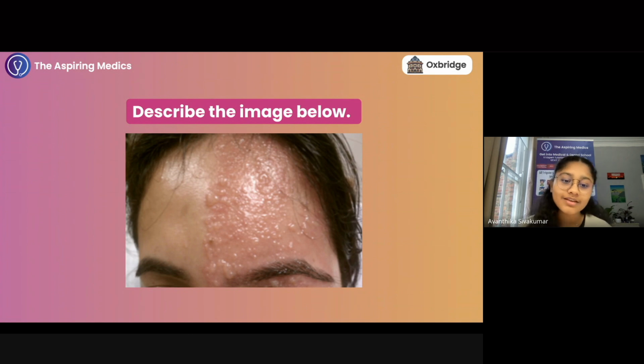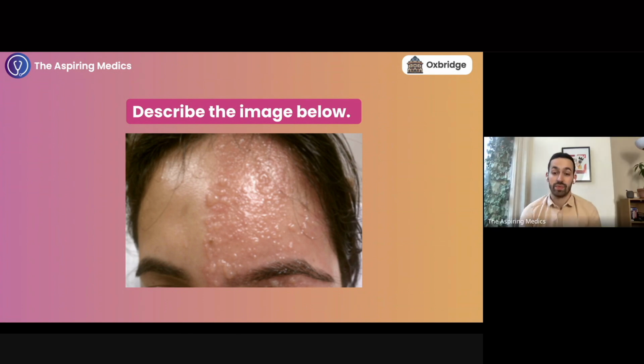Well, if not pus, some other type of fluid, but I'm not very sure what. Yeah, it could be any sort of other fluid that we're thinking about here. But the key thing is, absolutely, you've got these fluid-filled vesicles, as they're called here. That's really good. Anything else that you can see?